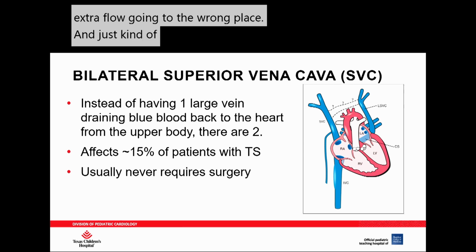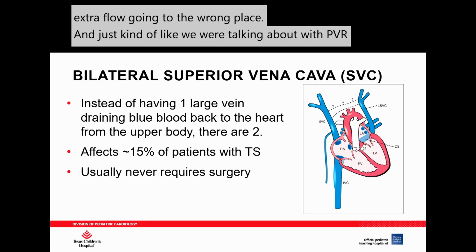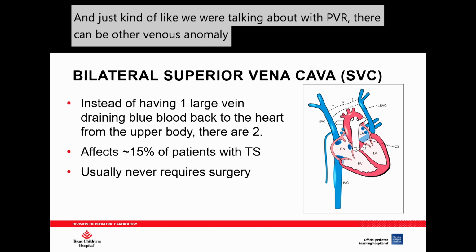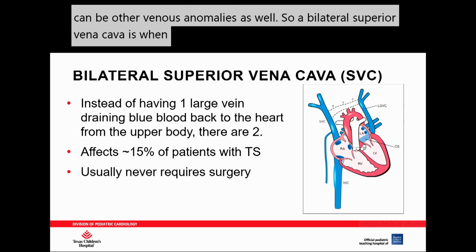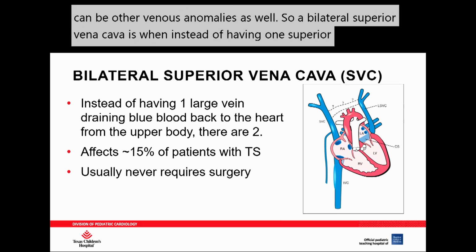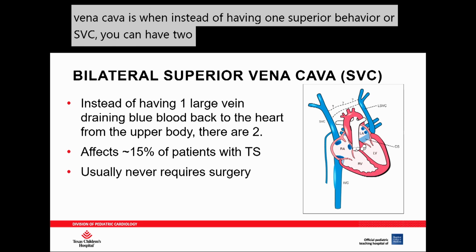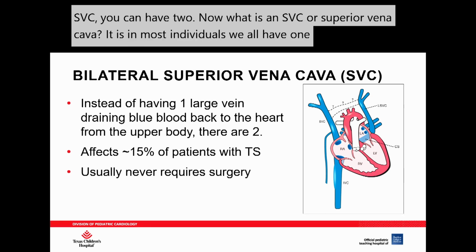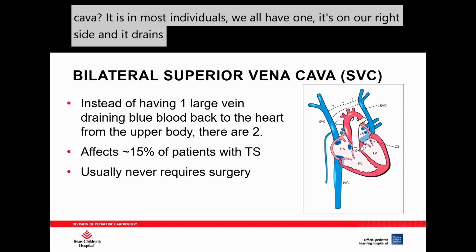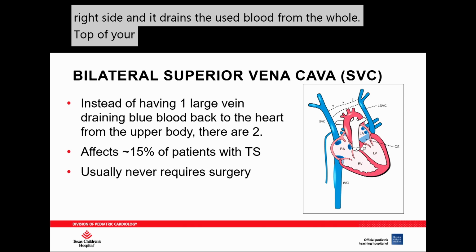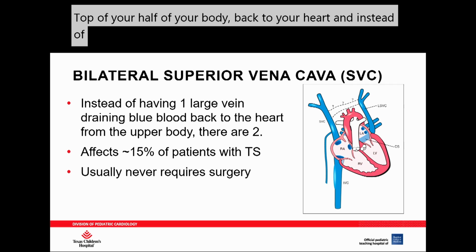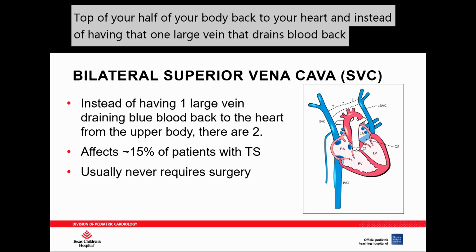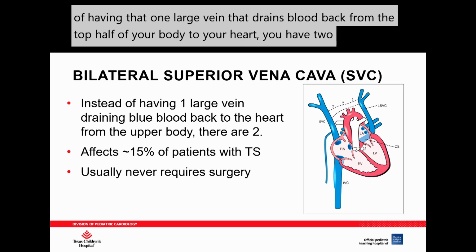And just kind of like we were talking about with PAPVR, there can be other venous anomalies as well. So a bilateral superior vena cava is when, instead of having one superior vena cava, or SVC, you can have two. Now, what is an SVC, or a superior vena cava? In most individuals, we all have one. It's on our right side, and it drains the used blood from the whole top half of your body back to your heart. And instead of having that one large vein that drains blood back from the top half of your body to your heart, you have two, one on the right and one on the left.